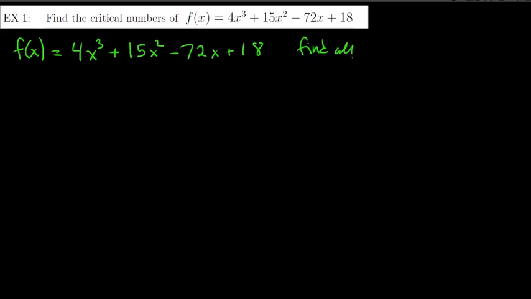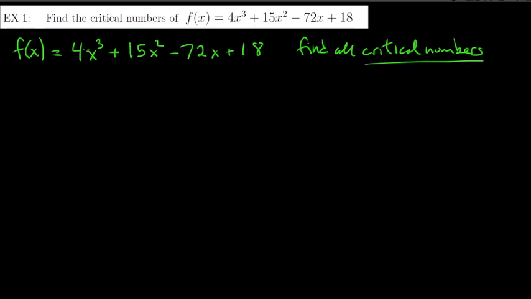Okay, so let's get to our first example. We want to find the critical numbers of the function f of x equals 4x cubed plus 15x squared minus 72x plus 18. Let me copy it down in case you can't read that, because it is kind of small. We want to find all critical numbers. Now, it's possible that this function might not have any critical numbers, in which case the answer would be none.